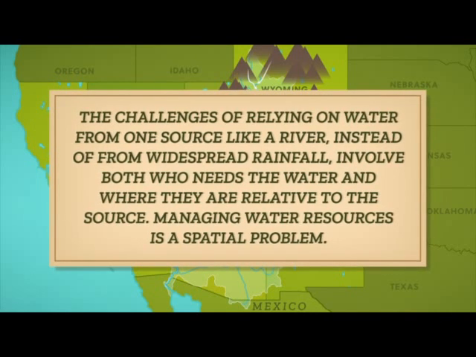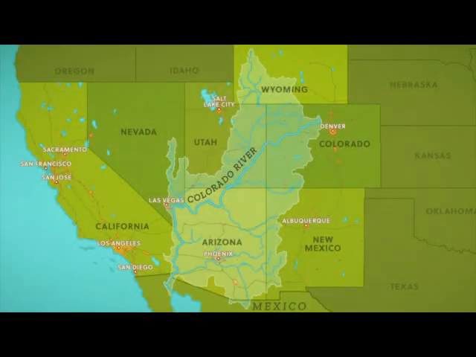The challenges of relying on water from one source like a river, instead of from widespread rainfall, involve both who needs the water and where they are relative to the source. Managing water resources is a spatial problem. For example, the biggest water users are farms, factories, and towns, but they aren't all on the riverbanks, so they have to find ways to transport the water they need. And those that live near the upstream parts of the Colorado River can use a ton of water if unregulated, leaving less for anyone who lives downstream.